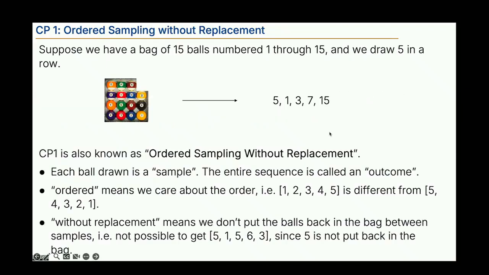Okay? So this problem is also known as ordered sampling without replacement. The reason is each ball you draw is a sample, and the entire sequence I'm calling an outcome today. Ordered means we care about the order, so 1, 2, 3, 4, 5 is different than 5, 4, 3, 2, 1. And without replacement just means we don't put the balls back between samples, so we couldn't get 5, 1, 5, 6, 3, because we don't put 5 back in the bag. Okay? All right.